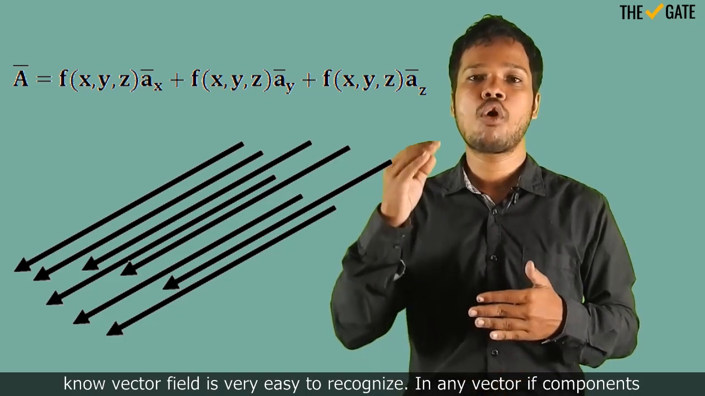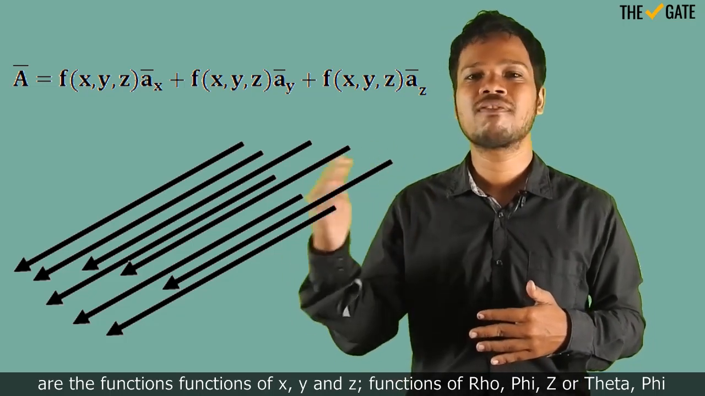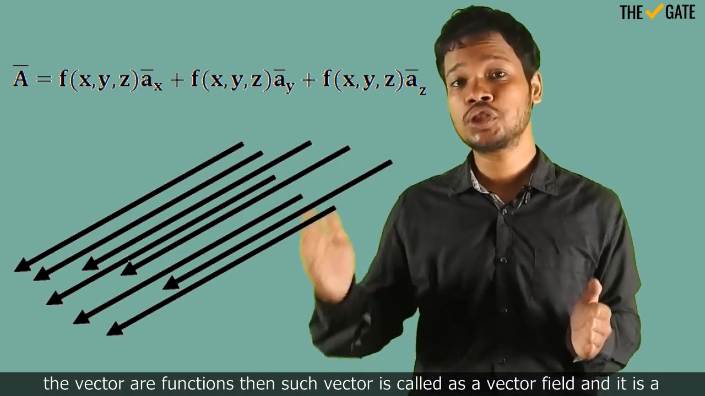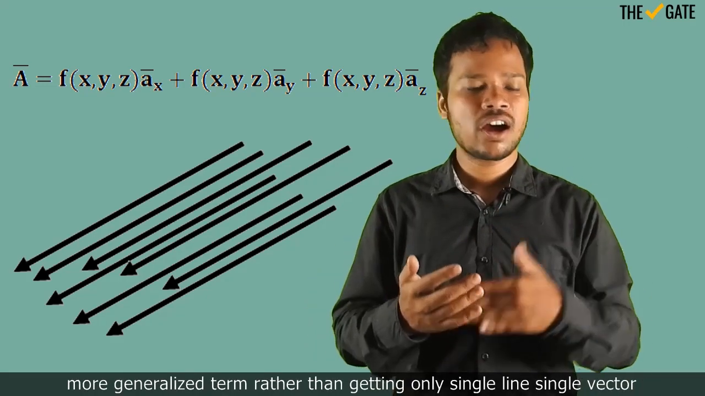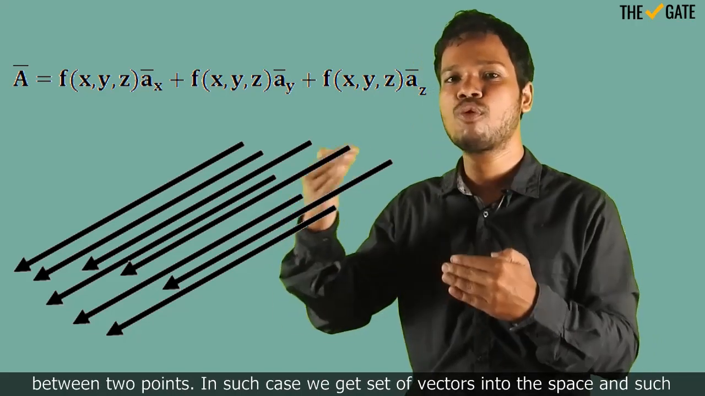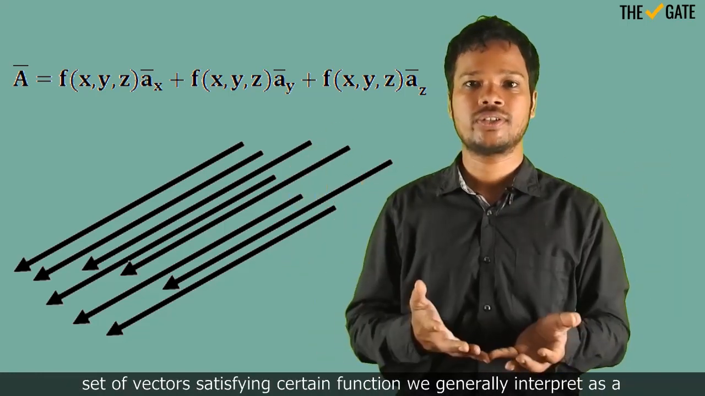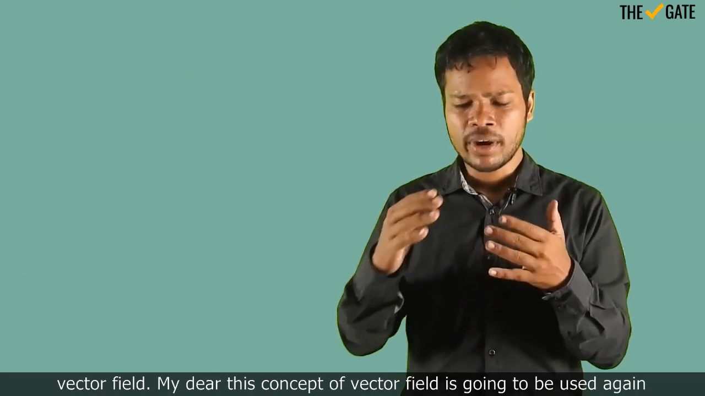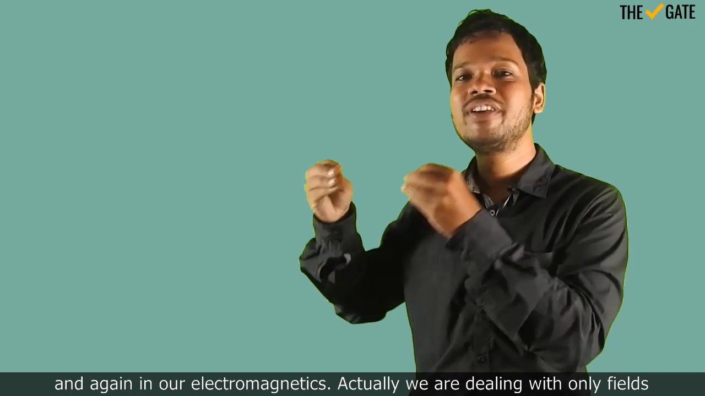In any vector, if components are functions of x, y and z, or functions of rho, phi, z, or r, theta, phi, whichever coordinate system you use, then such a vector is called a vector field, and it is a more generalized term. Rather than getting only a single line, a single vector between 2 points, in such a case we get a set of vectors in the space, and such a set of vectors satisfying a certain function we generally interpret as a vector field. My dear, this concept of vector field is going to be used again and again in our electromagnetics. Actually, we are dealing with only fields in electromagnetics: electric field, magnetic field, etc.